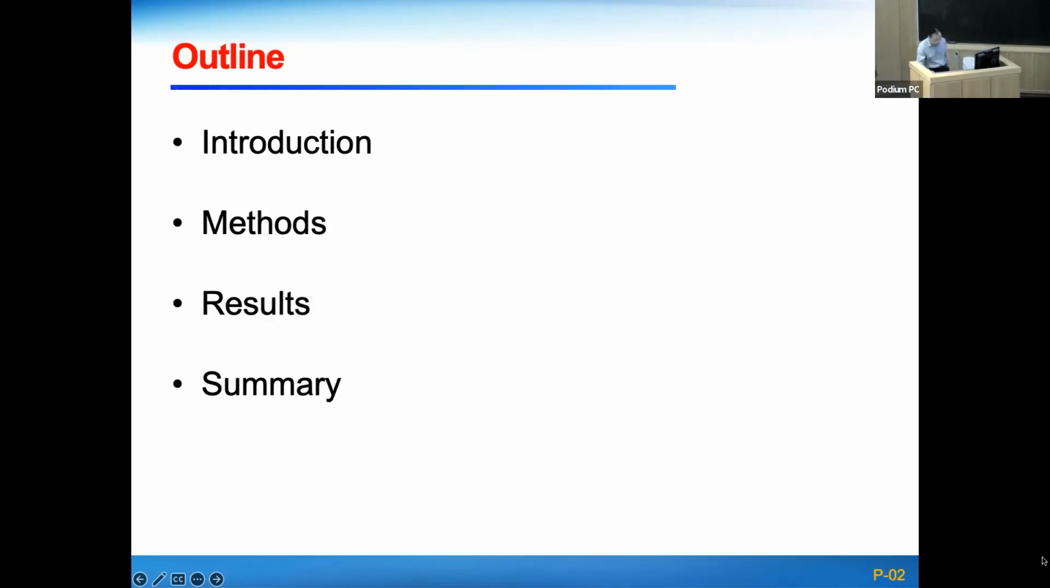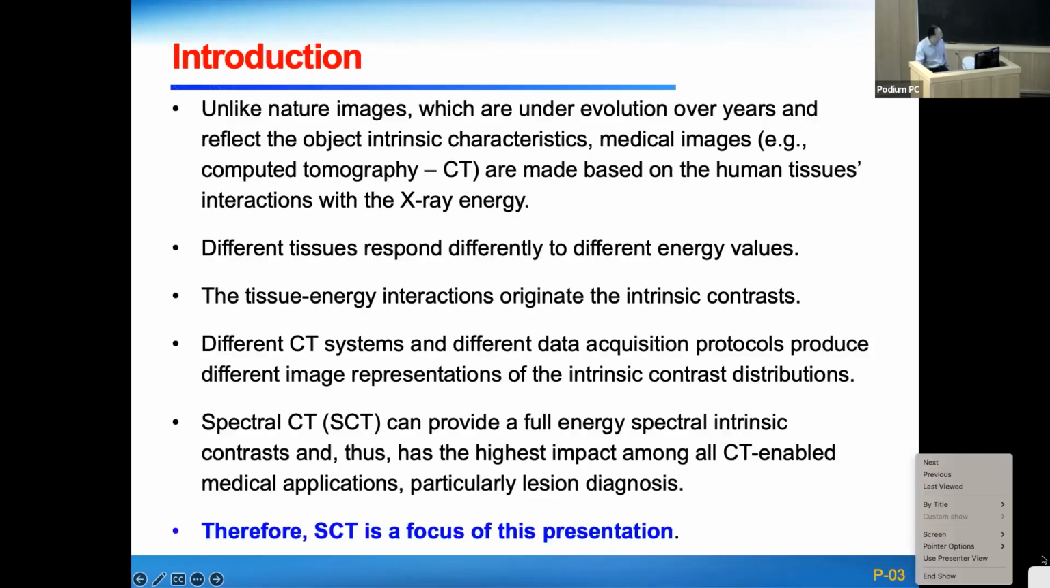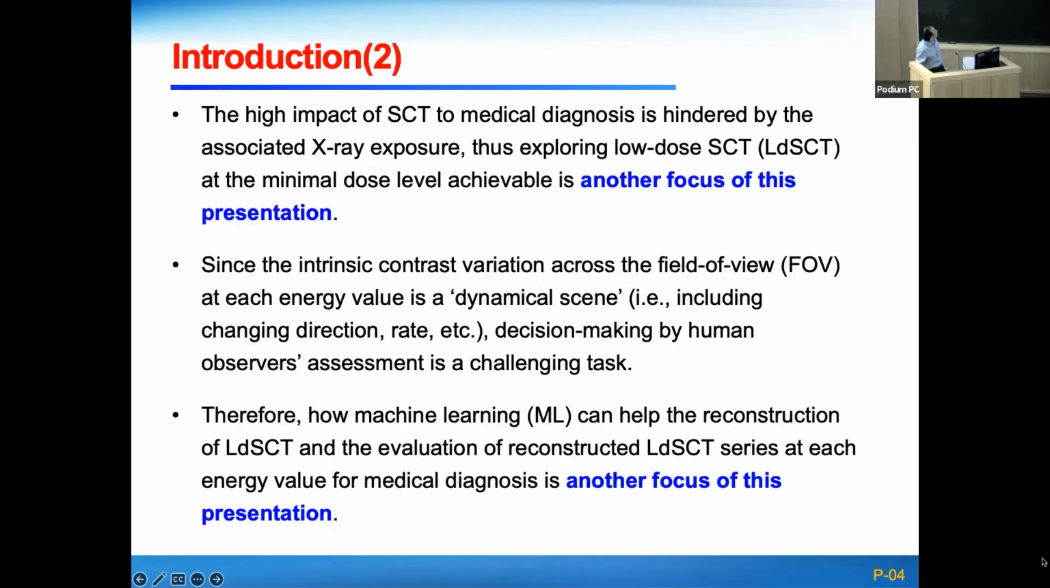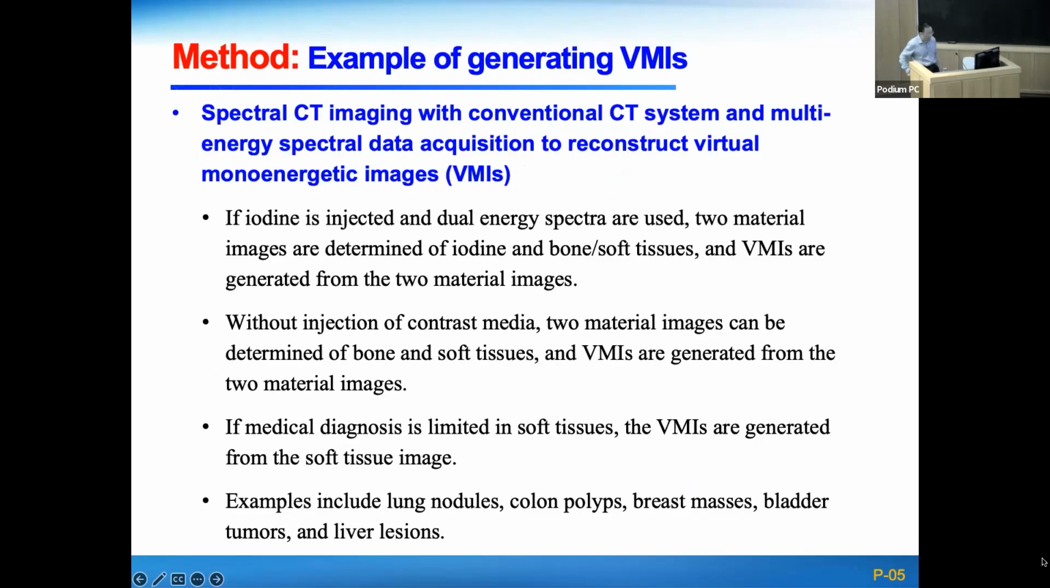The talk is very simple, just 4 categories. I go very slow in the first few slides. After that, one is not important.